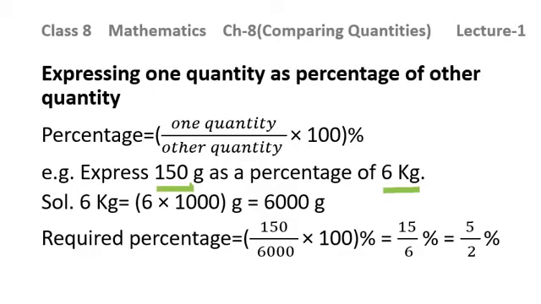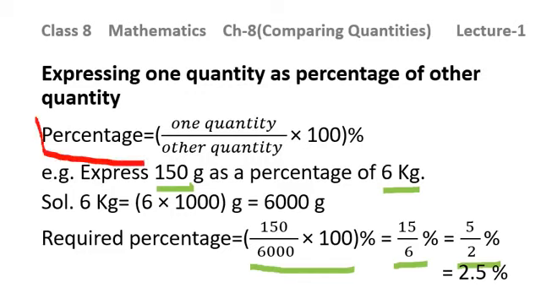So what we have done: 150 over 6000 times 100% gives you 15 over 6%. Finally, after cancelling out, you get 5/2%, which is 2.5%. So if you need to express one quantity as a percentage of another quantity, you need to use this formula. This is the formula you are supposed to use.